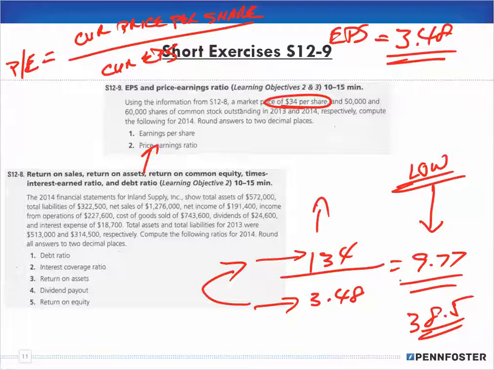The lower it is, the better. So at 9.77, that PE ratio is very low, meaning that earnings are much larger, and the price of that stock of 34 should be much greater in order to bring it into equilibrium for how much money that company is actually earning. Right?